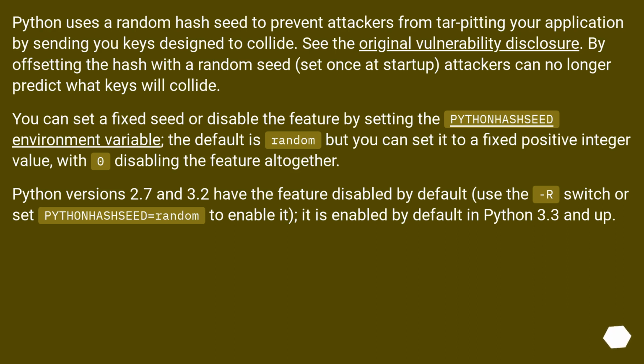The default is random, but you can set it to a fixed positive integer value, with 0 disabling the feature altogether. Python versions 2.7 and 3.2 have the feature disabled by default. Use the -R switch or set PYTHONHASHSEED=random to enable it. It is enabled by default in Python 3.3 and up.